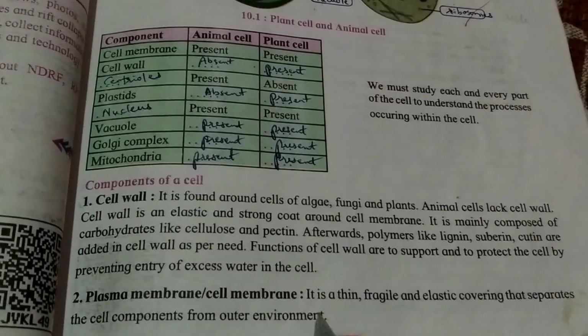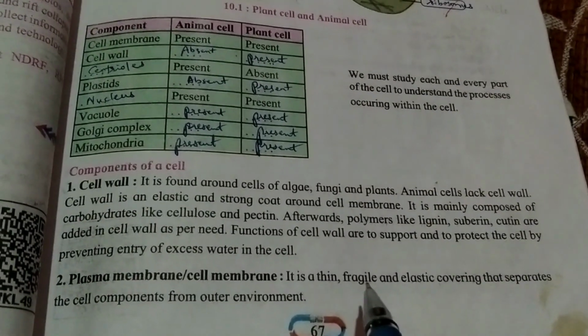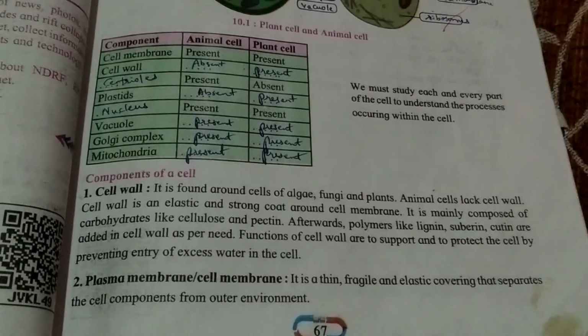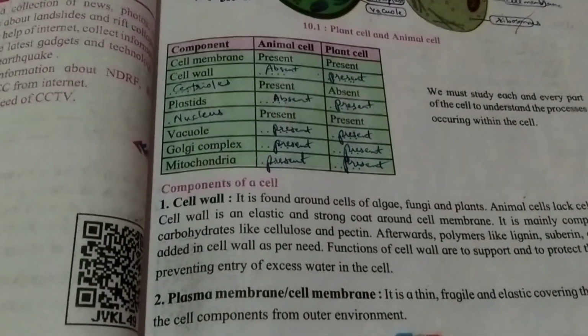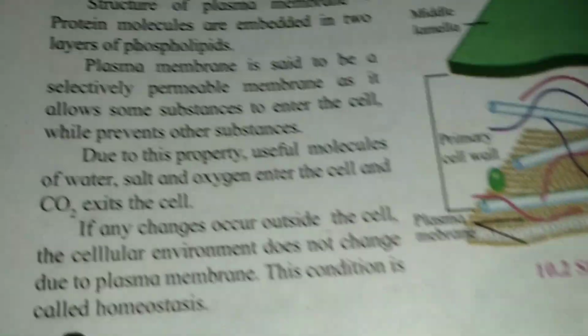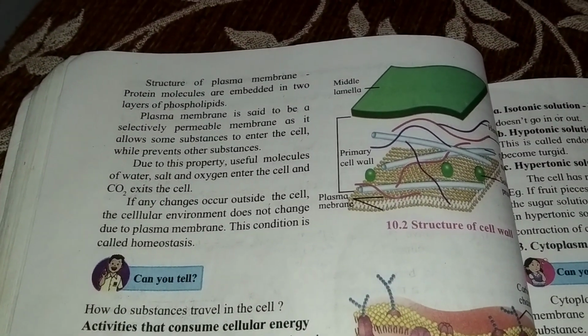Then the plasma membrane or the cell membrane is thin and fragile, that means it can be easily damaged, and it is an elastic covering that separates the cell components from the outer environment. So here we saw two components of the cell, that is the cell wall and the plasma membrane or cell membrane. Now let's move towards other cell components, and here is given the structure of the cell membrane.